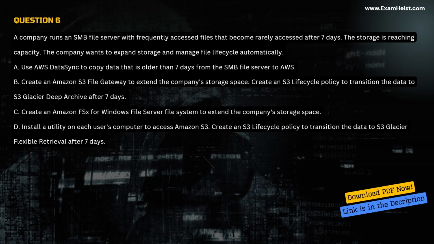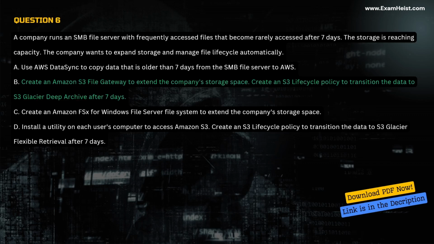Create an S3 lifecycle policy to transition the data to S3 Glacier Deep Archive after 7 days. C. Create an Amazon FSx for Windows File Server file system to extend the company's storage space. D. Install a utility on each user's computer to access Amazon S3. Create an S3 lifecycle policy to transition the data to S3 Glacier Flexible Retrieval after 7 days.